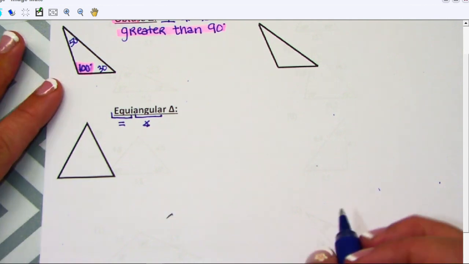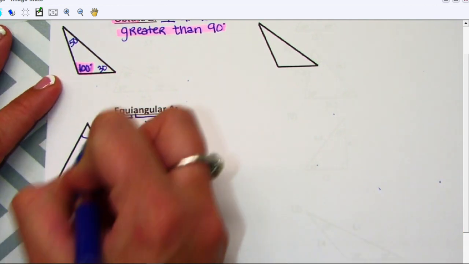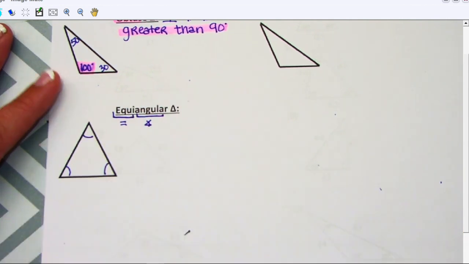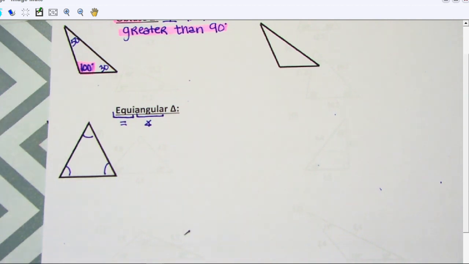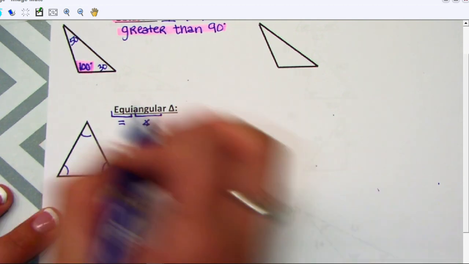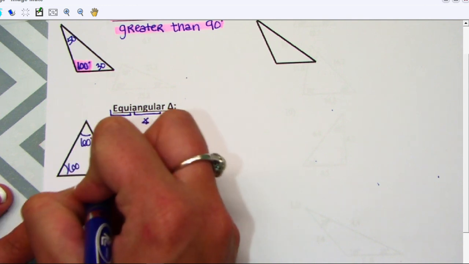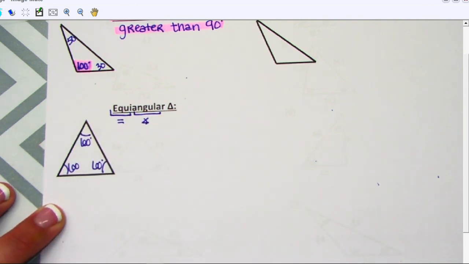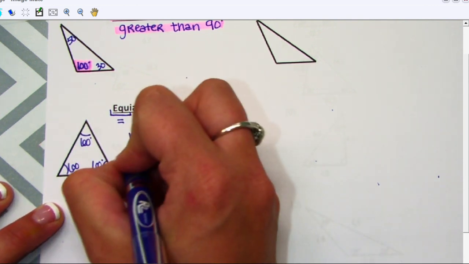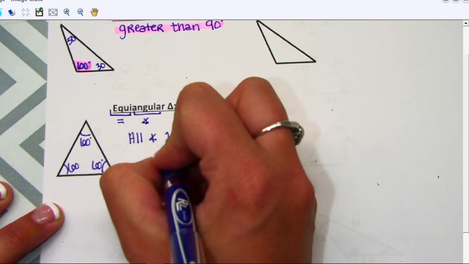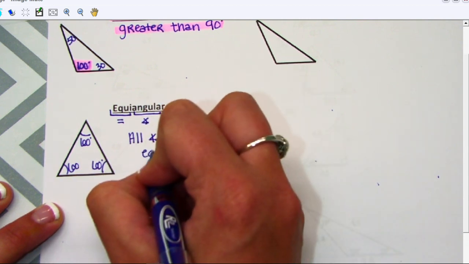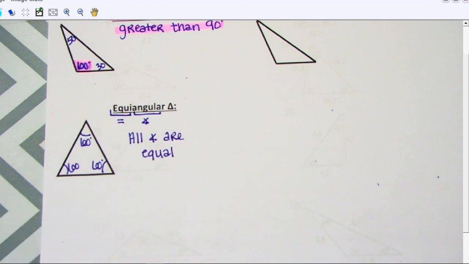And we were told that they were all 60. So I'm going to go ahead and put curves. Remember, the curves mean that they are all the same. If they all have one curve, they're all equal. And Gabe said that they were all 60, which is correct. So all angles are equal.